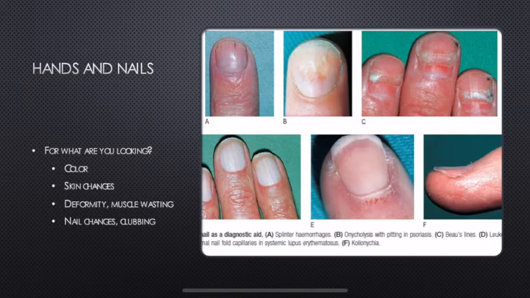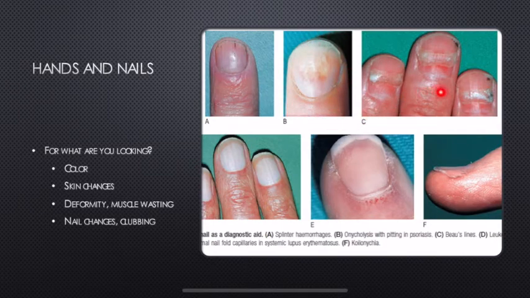You can also notice changes at the nails. The nails are very important to observe. And maybe after you shake their hand, you just take a quick glance. But it's just one of these things where you'll notice one here, splinter hemorrhages. That little thing right there is a little spot of blood, and it can go along with bad problems like endocarditis, where you have an infection of the heart tissue. You could just have psoriasis, and it's caused some pitting and damage to the nails.